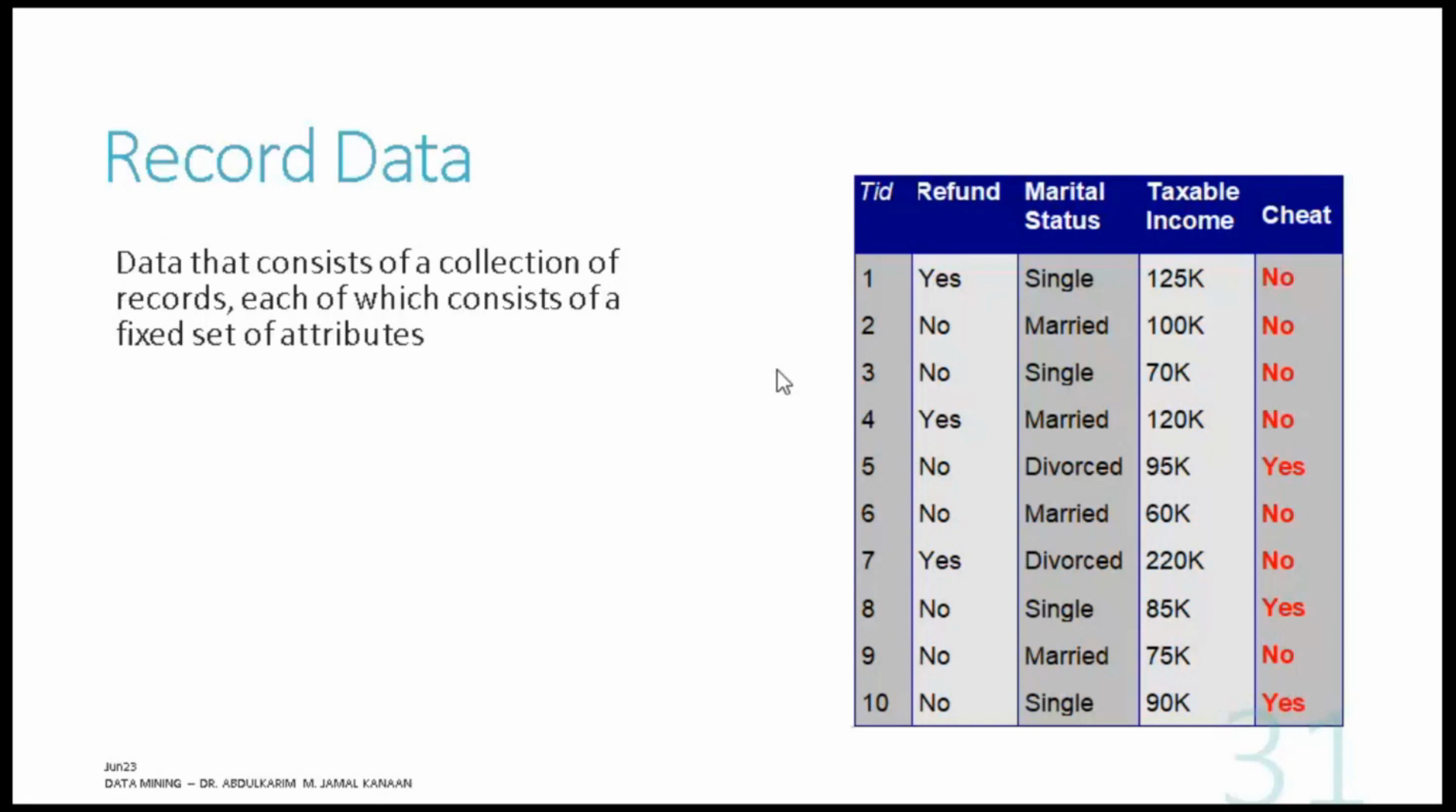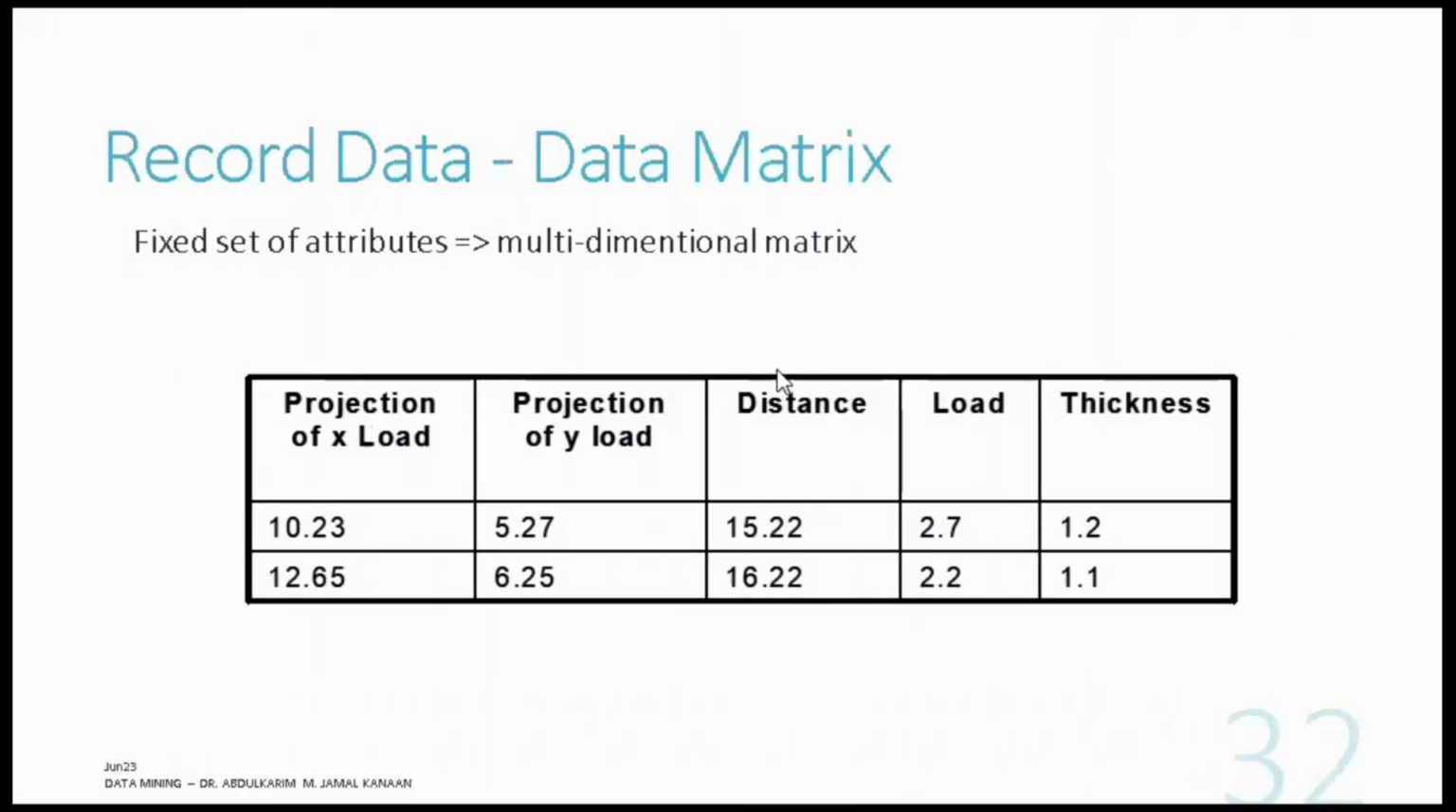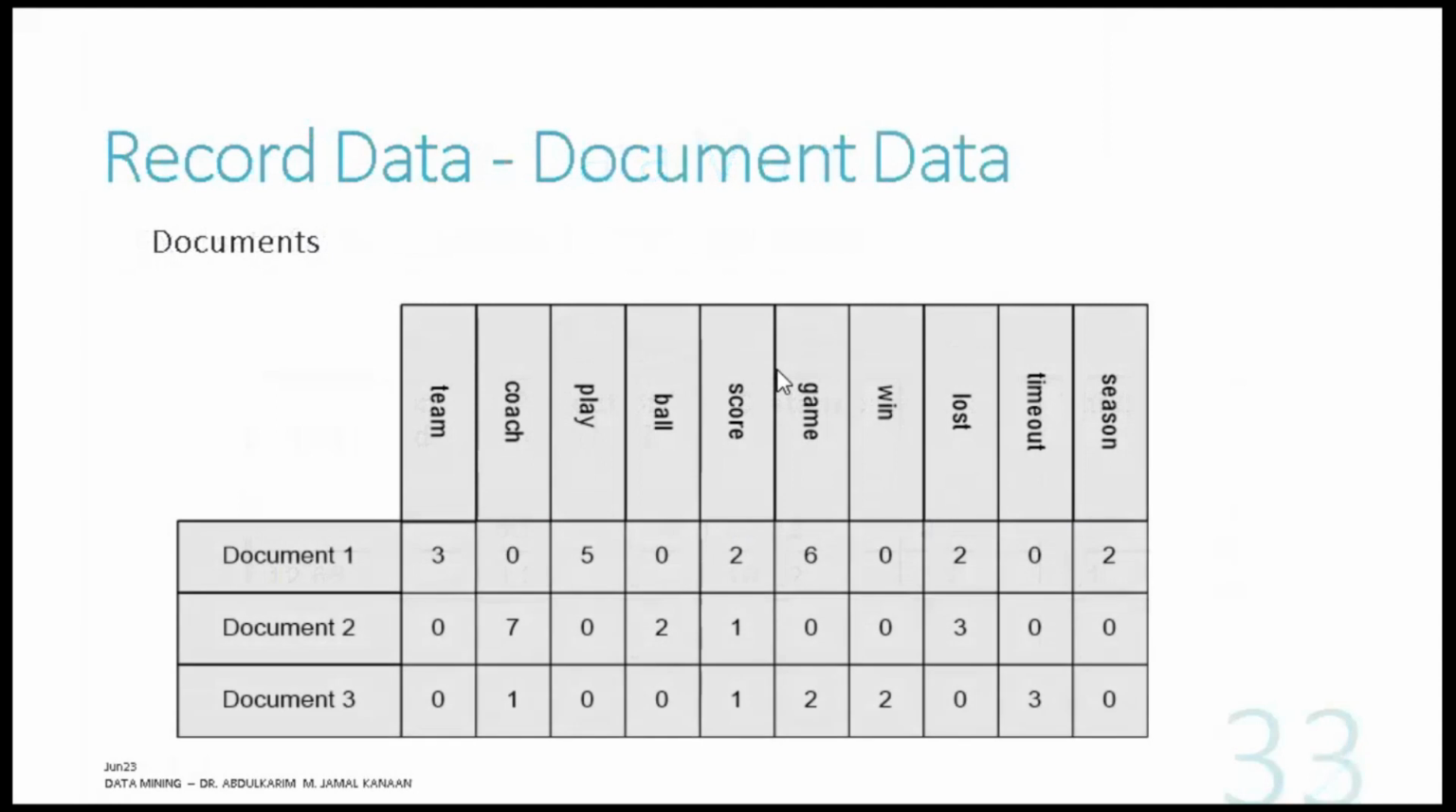Okay, marital status, taxable income, maybe data matrix. Okay, you have projection of X load, of Y load, distance. All of them actually have records, some data, but just maybe the name can be different. Okay, it's not actually a big deal about it.